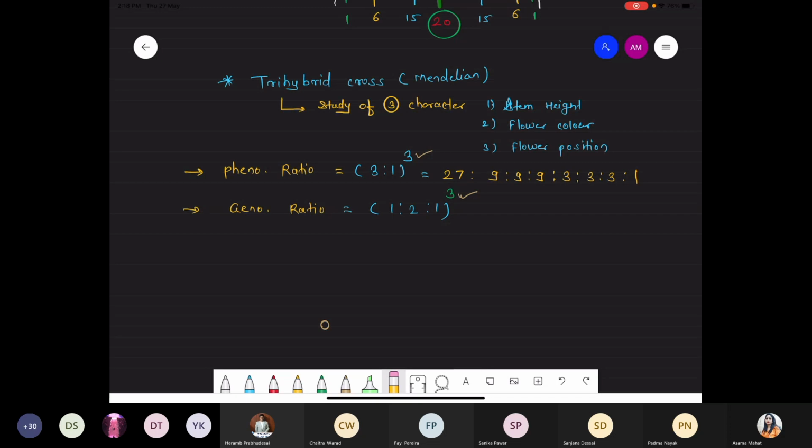Okay, chalo. So any doubt from the trihybrid cross and the human skin color? Any doubt?